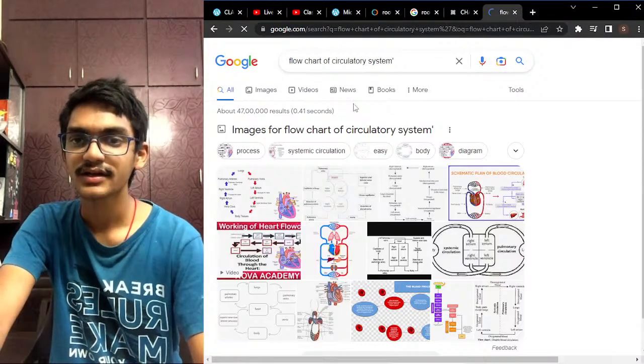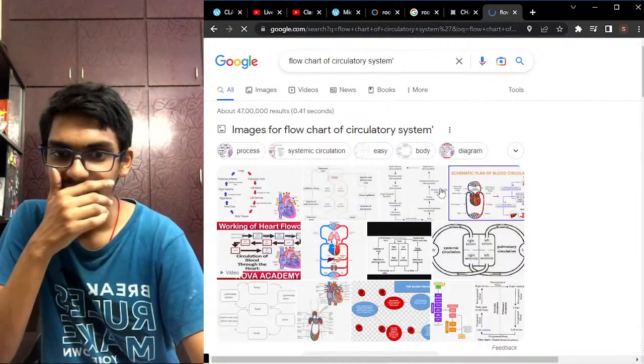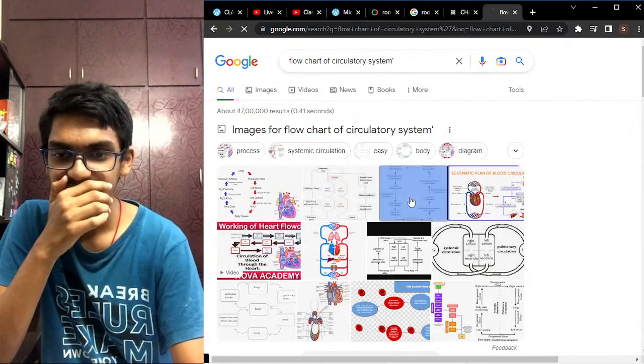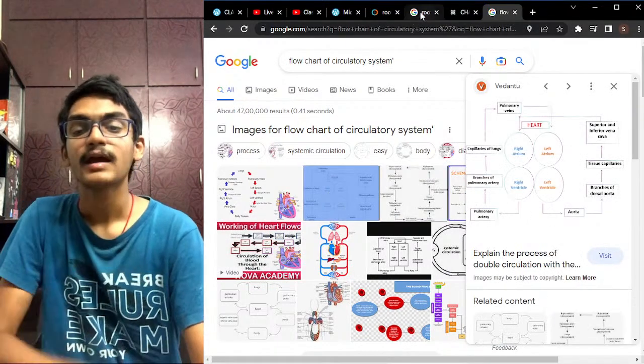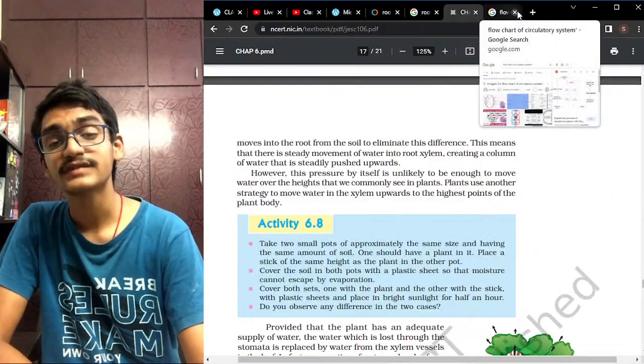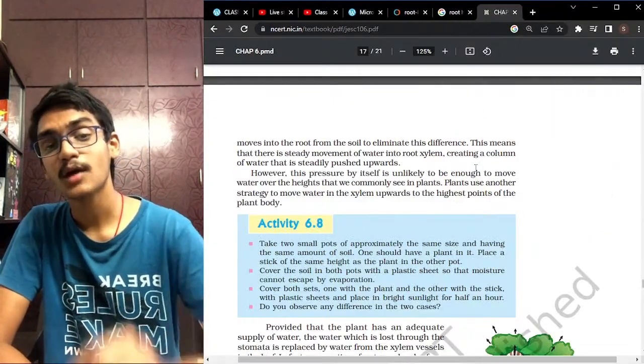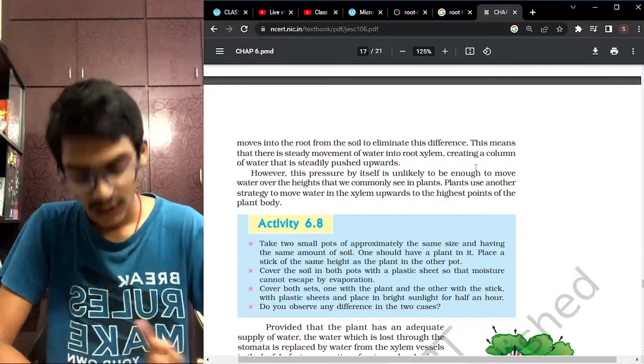So this is a circulatory system flow chart. Now let us see what is actually the process of transportation, that is the circulatory system, how it is actually taking place in human beings.